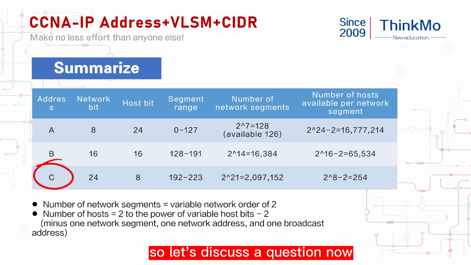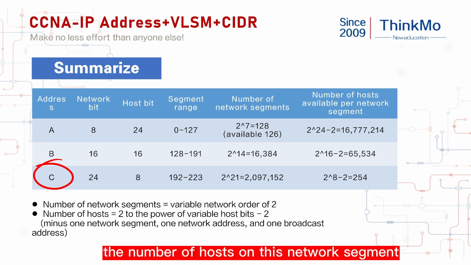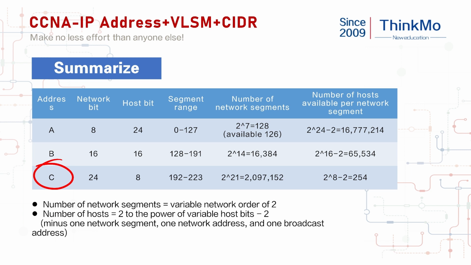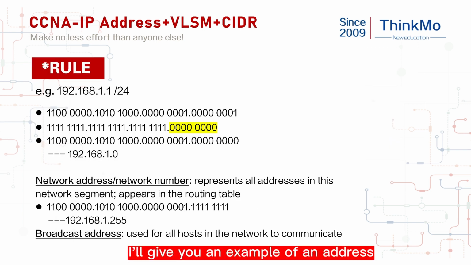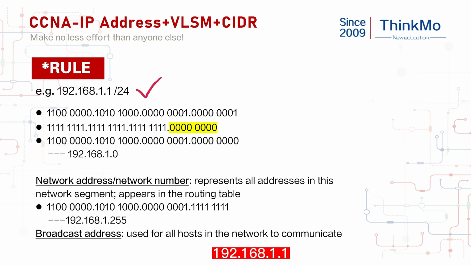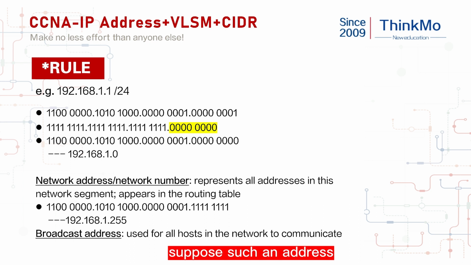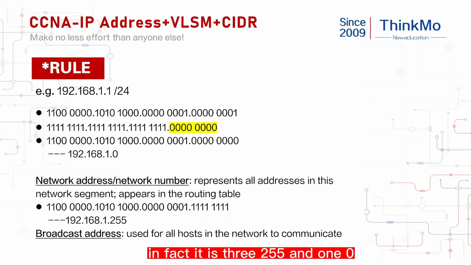So let's discuss a question now. The number of hosts on this network segment: why subtract 2? Okay. It's about one of our rules. I'll give you an example of an address: 192.168.1.1. Suppose such an address with a 24-bit mask. In fact, it is 255.255.255.0.